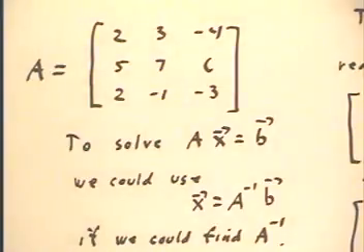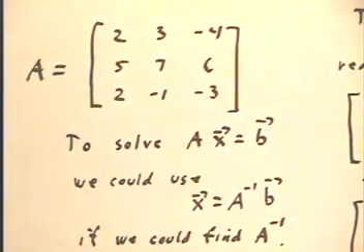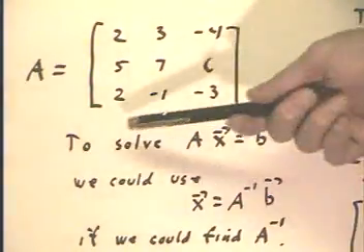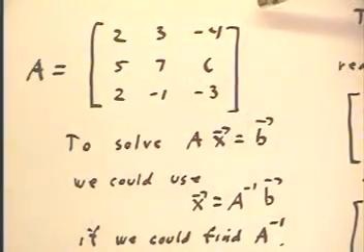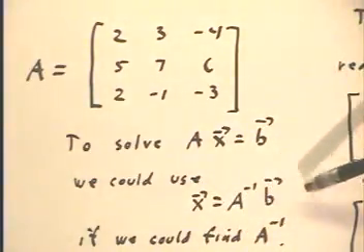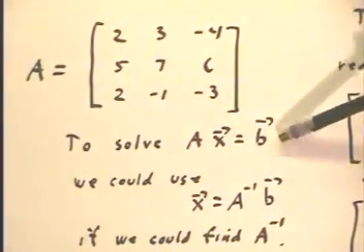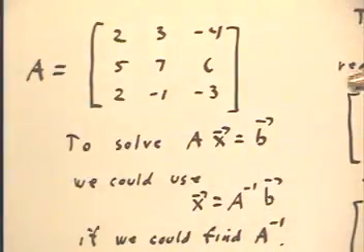We have the matrix A equals 2, 3, negative 4. Well, you can read it. And we want to solve an equation AX equals B, where X is a 3-row column vector and B is a 3-row column vector. Now, in order to do that, we could use X equals A inverse times B, because if we multiply both sides by A inverse, as we've seen many times, we do get X equals A inverse B. We could do that if we could find A inverse.